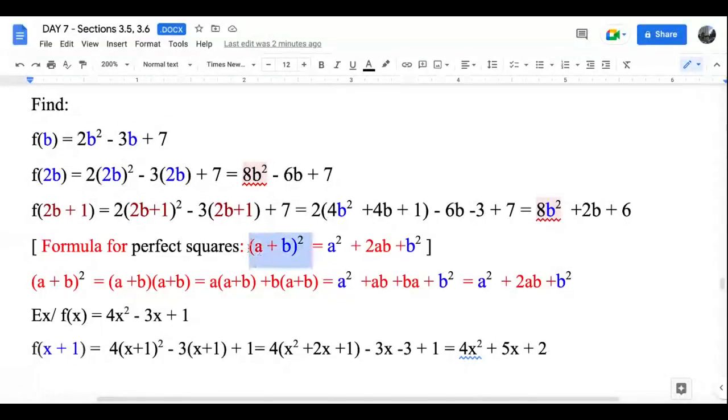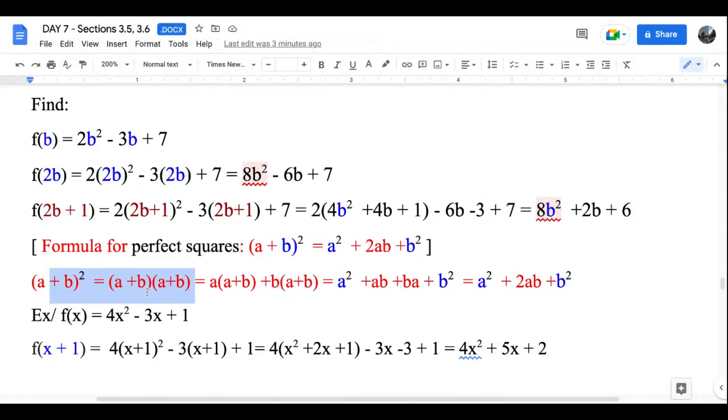Right? You need to remember this formula, okay? It's called the perfect square formula. When you expand, you get the first one squared plus the second one squared plus the product of those two, double it, right?